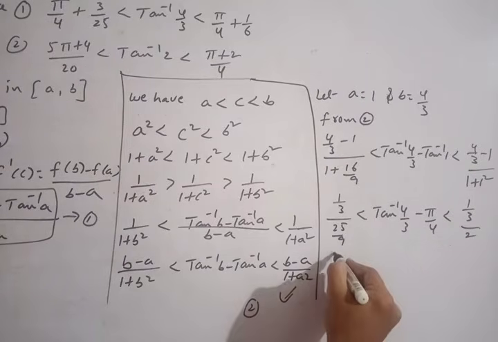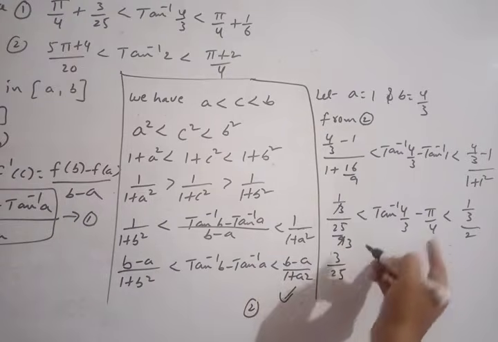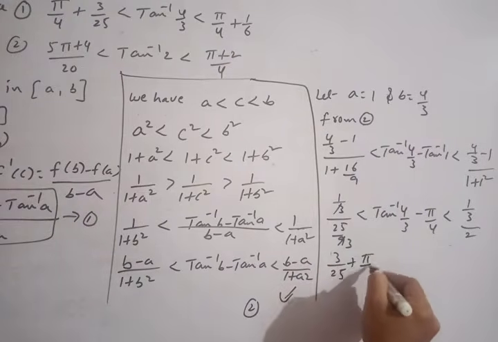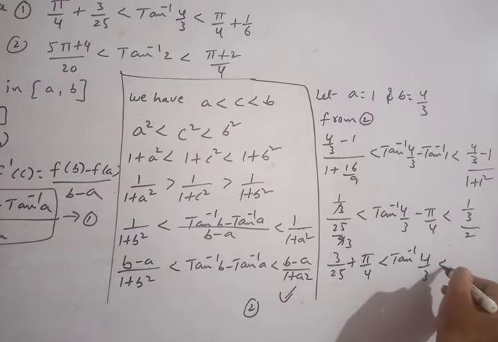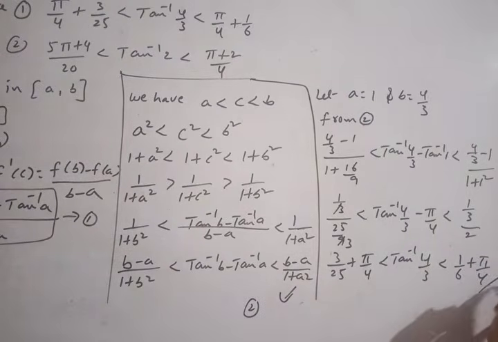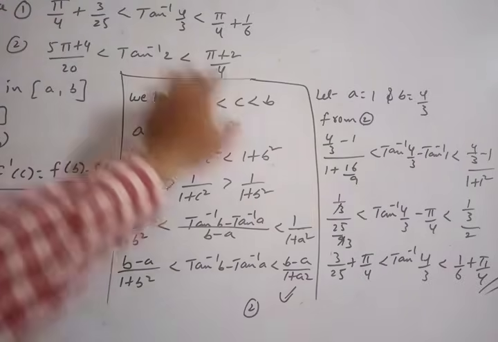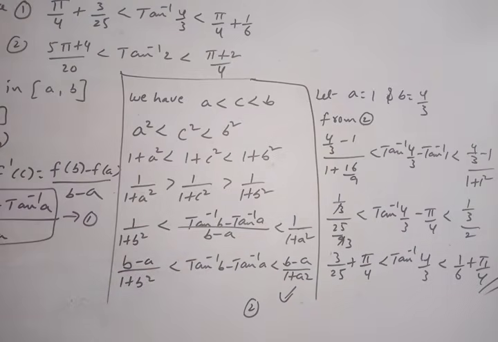9 will go to the numerator. 3 by 3 ones are 3, 3 0, no? 3 by 25. This minus pi by 4 will come to this side. Plus pi by 4 is less than tan inverse 4 by 3, which is less than 1 by 6 plus 5 by 4. Understand? Like this. This is the first bit, no? Pi by 4 plus 3 by 25 is less than tan inverse 4 by 3 is less than 1 by 6 plus 5 by 4. Like this you need to solve.